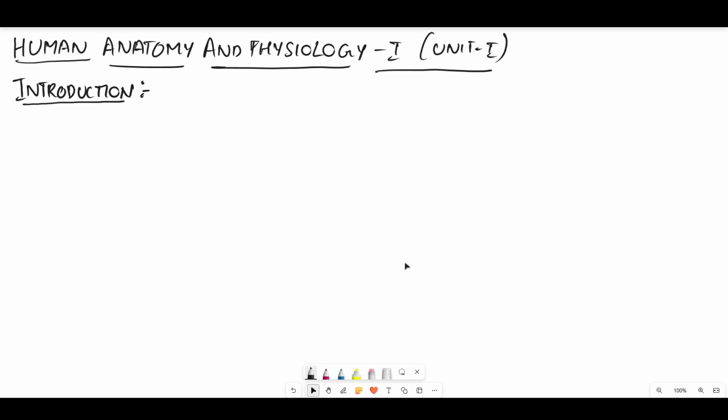Today we will be discussing a few topics under Unit 1 of Human Anatomy and Physiology 1. So the first topic is introduction to the human body, where we will be discussing the definition and scope of anatomy and physiology, the various levels of structural organization and body systems, and a few basic anatomical terminologies. So first let's start with the definition of anatomy and physiology.